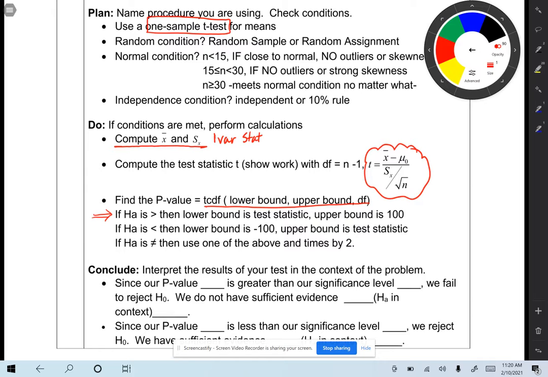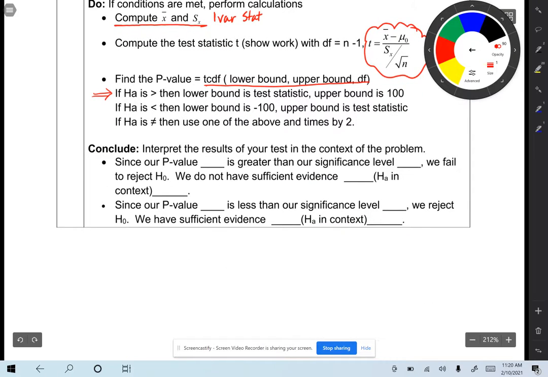And if it's not equal to, then you're doing a two-sided test. So just multiply by 2, or just type in 2 first and then go to second vars and hit tcdf. Right. And then the conclusion: interpret the results of your test in the context of the problem.